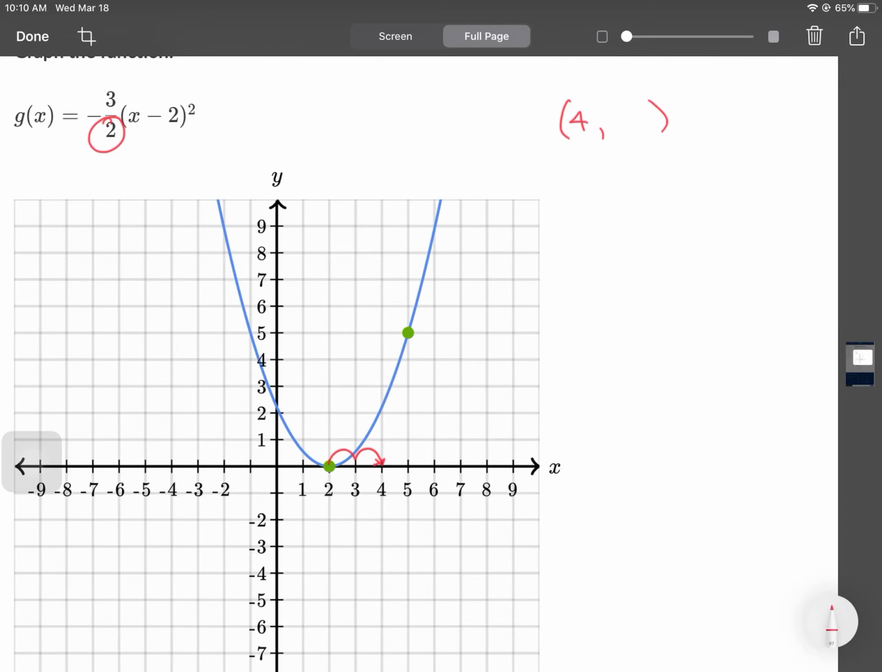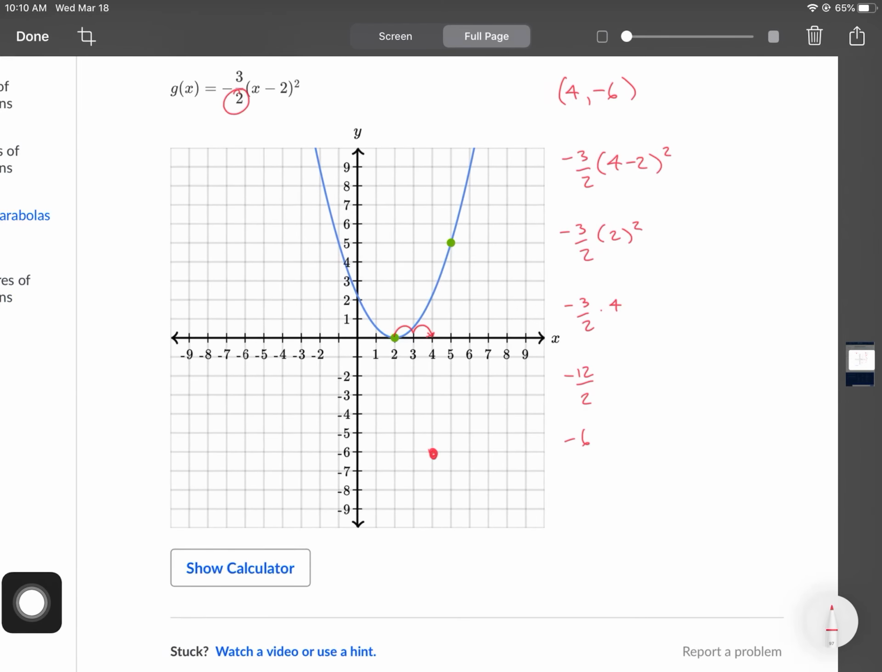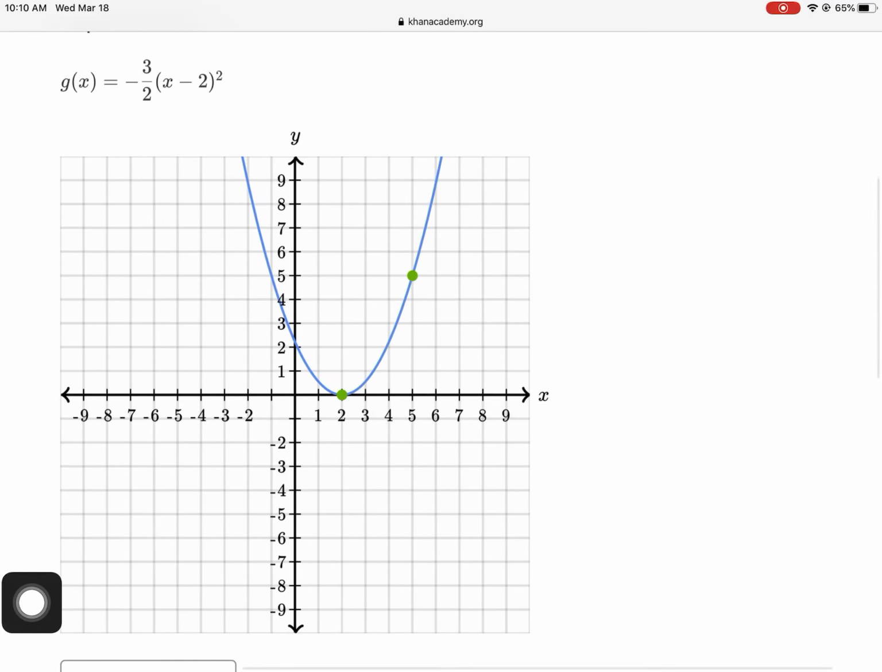Let's plug in a 4. Let's see what our y value is. So -3/2 times (4 minus 2) squared is -3/2 times 2 squared, which would be -3/2 times 4. And that would be -12/2, getting me -6. So 4, -6, which would be right there. Makes sense because it's a negative in front. It should be facing down. So 4, -6 will be my other point.